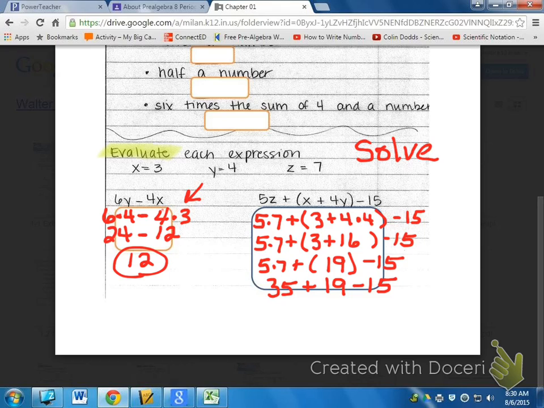All right. Then you would do 35 plus 19, and what is that? Those two added together, 54. 54 minus 15. 39. Very good. Good job. All right.